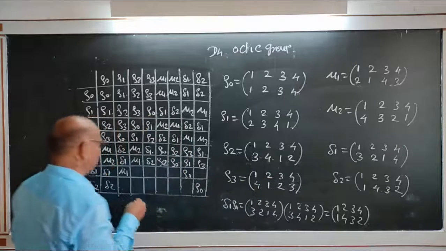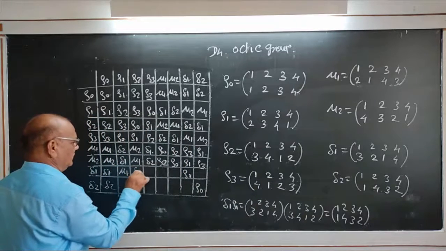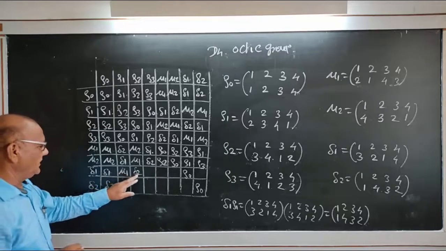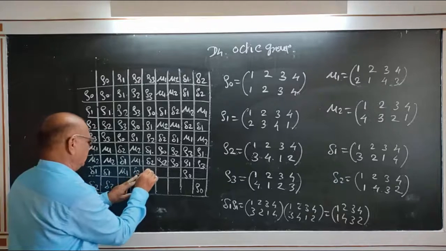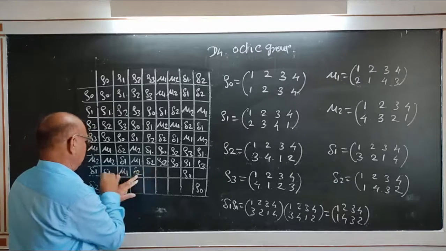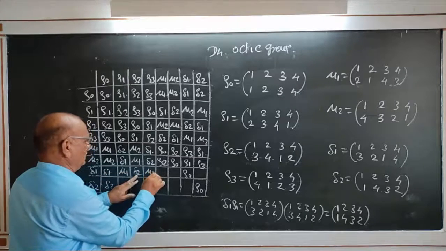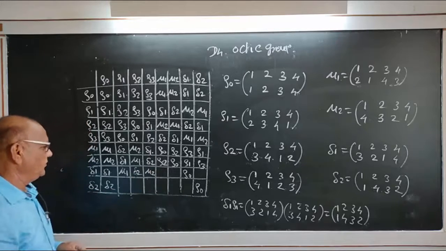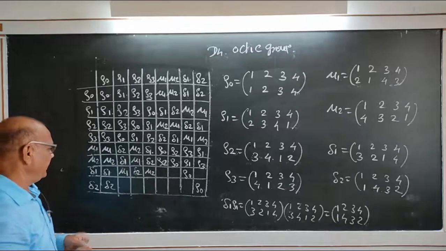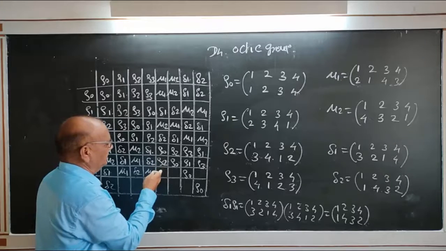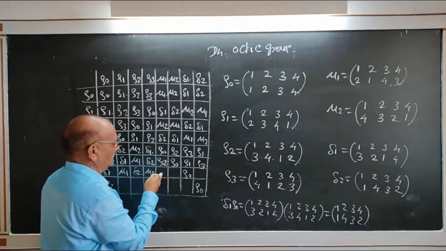Delta 2. Here delta 2. Delta 1, mu 1, delta 2. So here delta 1, delta mu 2. Mu 2. Okay. Now here rho 0, rho 1. Okay.